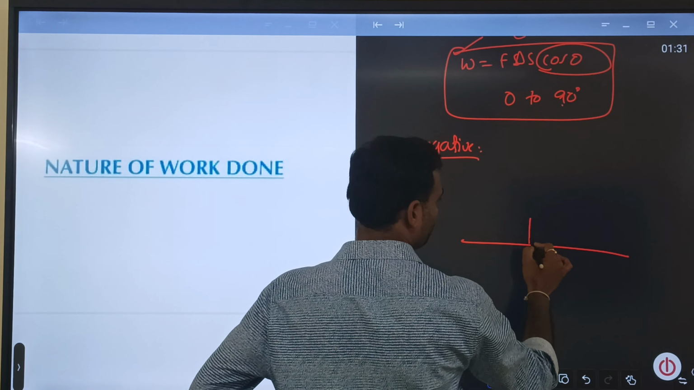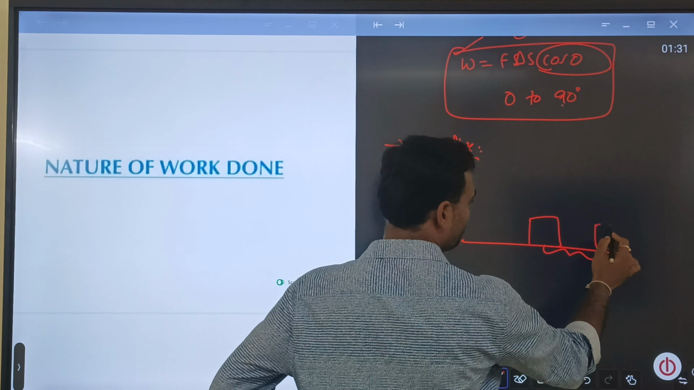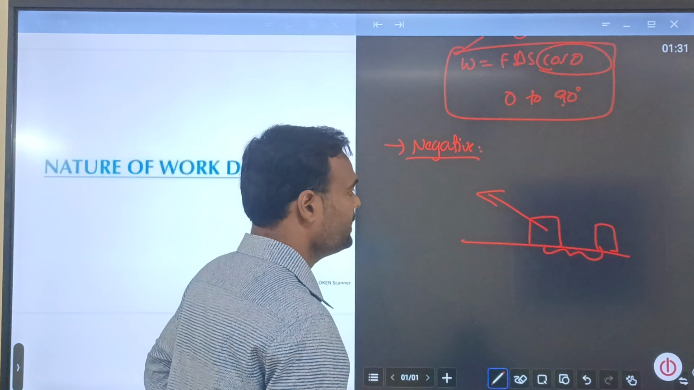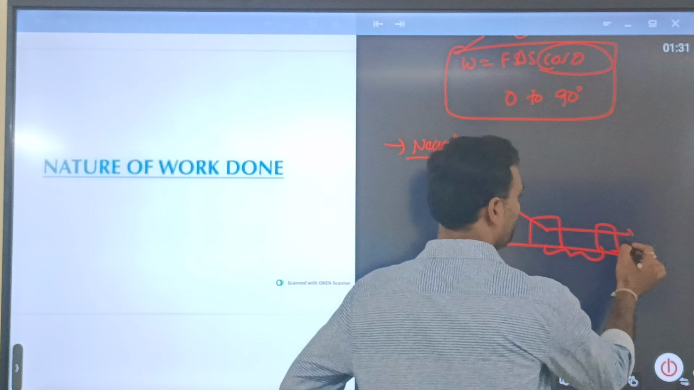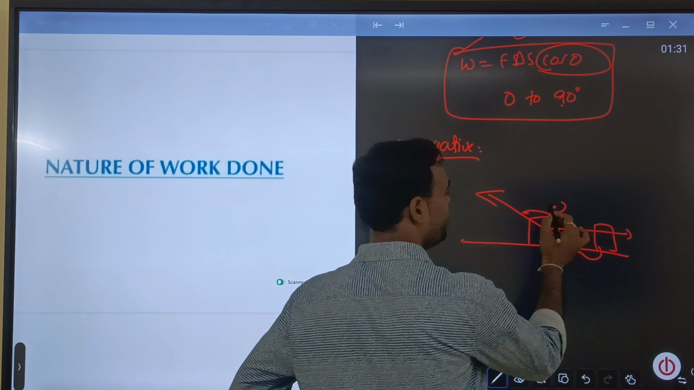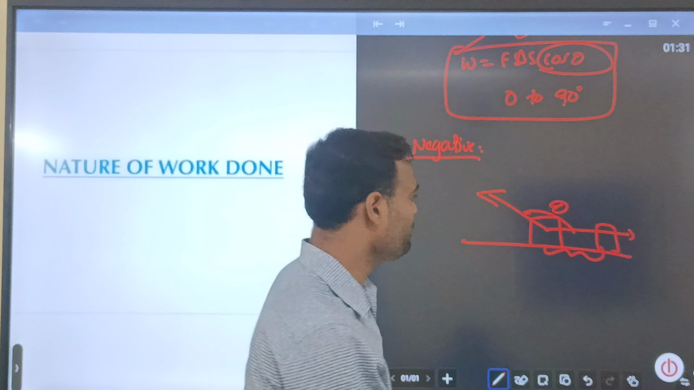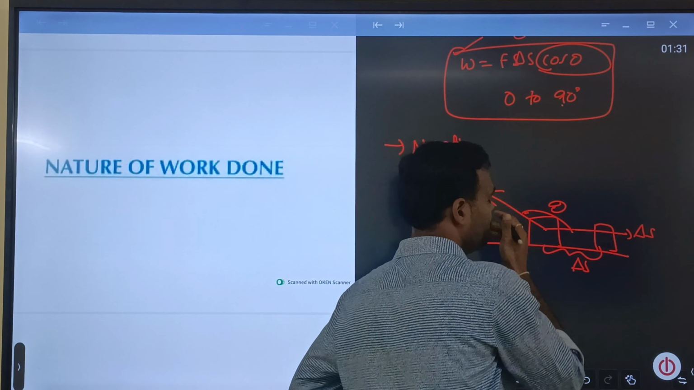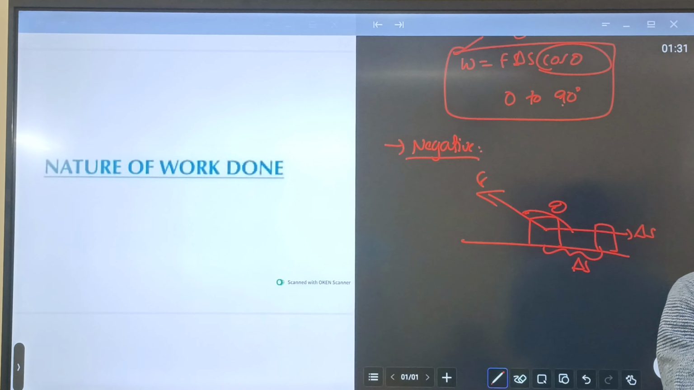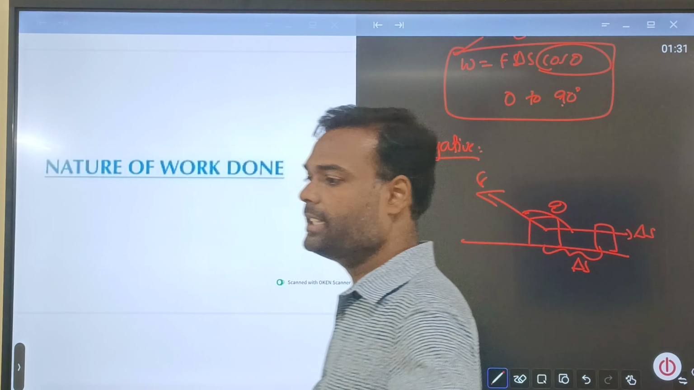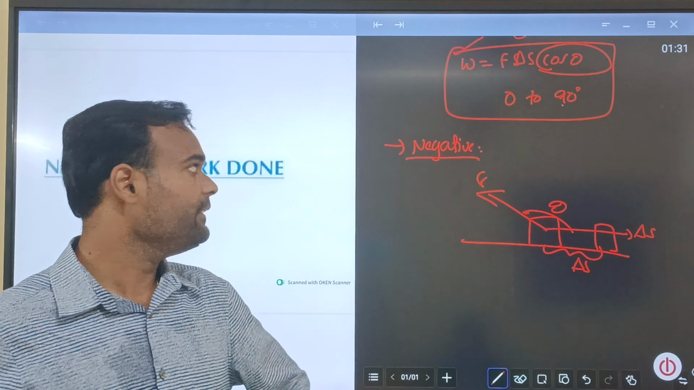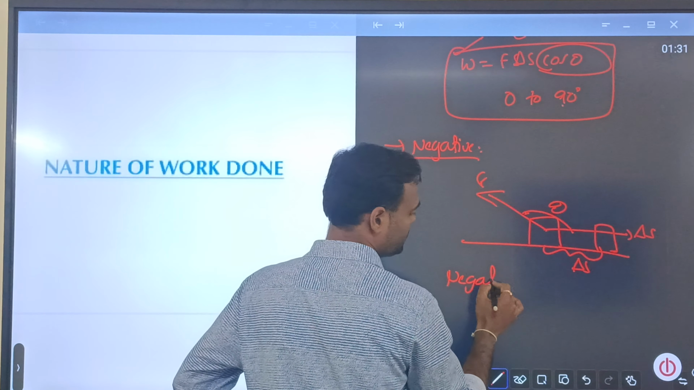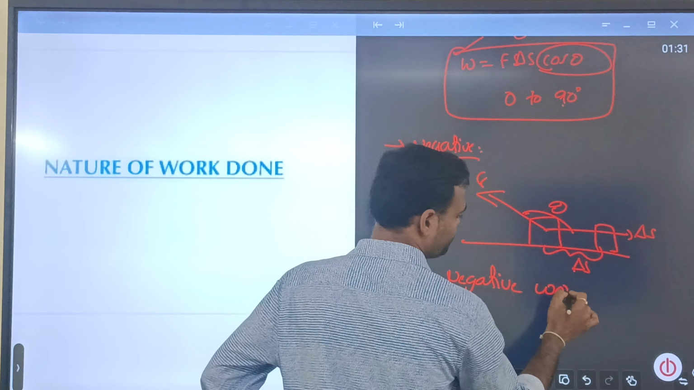And similarly, the next one is negative work done. Suppose a condition is present where displacement is in the rightward direction, but unfortunately force is acting at an obtuse angle with the displacement. Then we can consider it is negative work done.